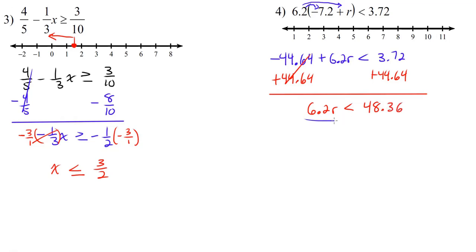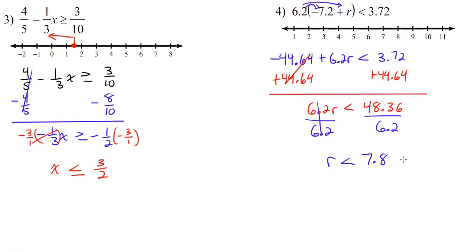Now we need to divide both sides by 6.2. On the left, we're left with r, and on the right, 48.36 divided by 6.2 is 7.8. So our solution is r is less than 7.8.